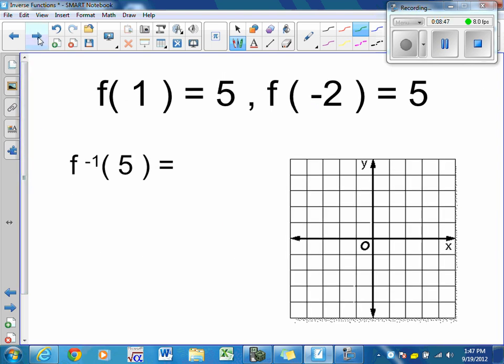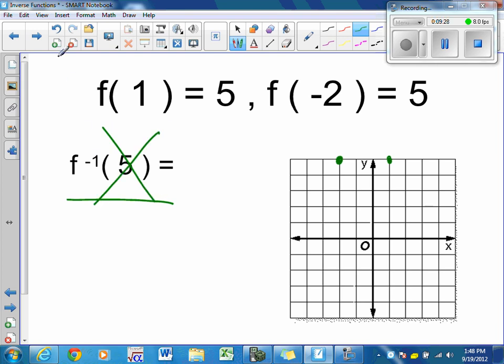What if we had f of 1 is 5, and f of -2 is 5? Sorry, put that in the wrong spot. f of -2 is 5. If I wanted to find f inverse of 5, what's the answer? Is it 1 or is it -2? Because we have that question, this doesn't have an inverse.